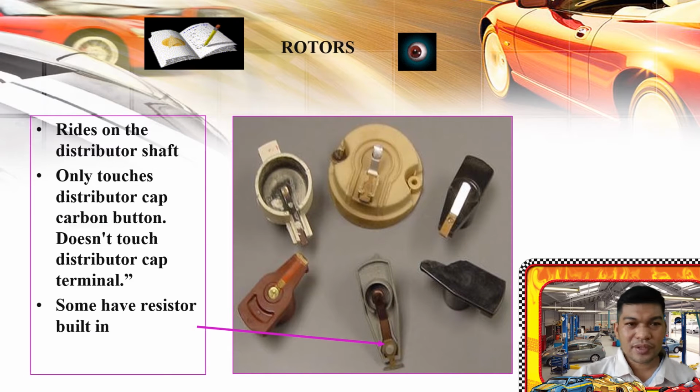The rotor. The rotor has its functions. First, it rides on the distributor shaft, and it only touches the distributor cap carbon button. It doesn't touch the distributor cap terminals, and some of them have a resistor built in.